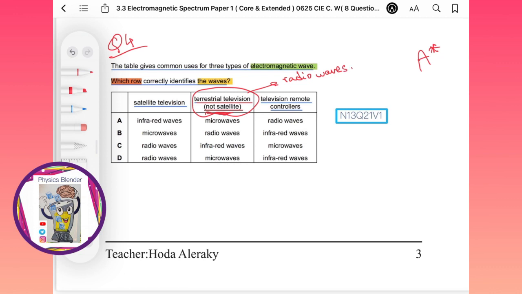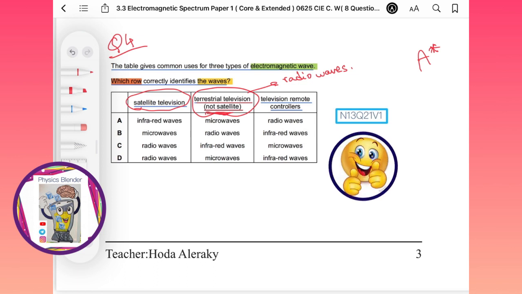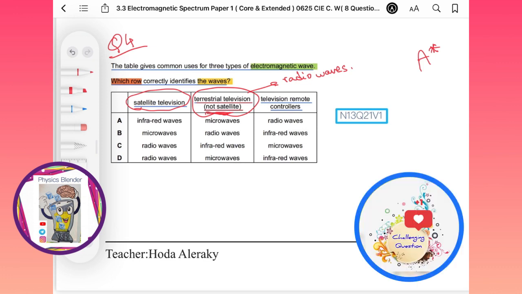Okay, but satellite television, they are using microwaves. So this point is very important. Television remote controls, the remote controllers, they are using infrared for sure. So which answer here is correct? It is B. So satellite television using microwave, and you have here the one which is not using satellite, it's radio waves. Okay, and we have television remote controllers infrared. Is it clear? This is very important.